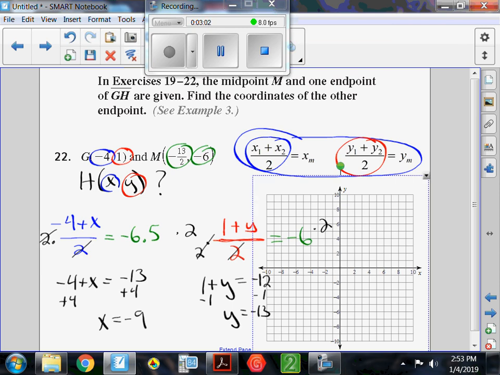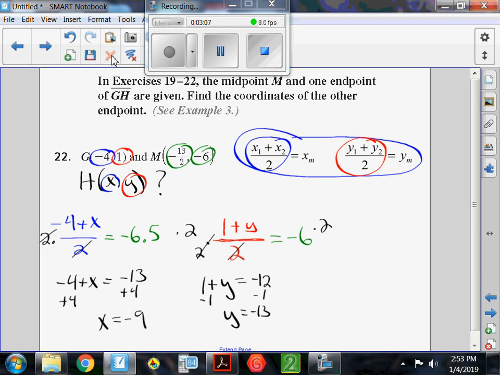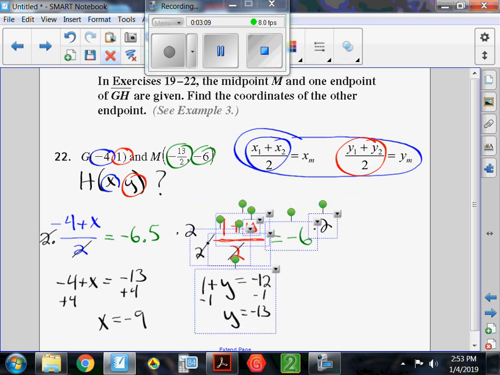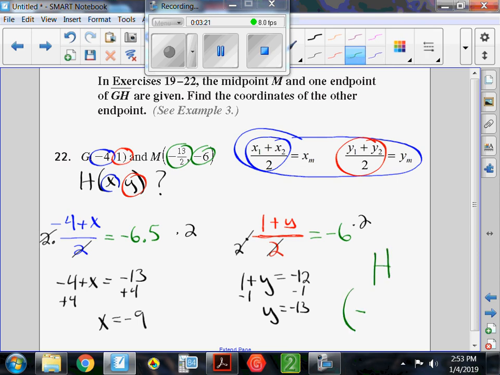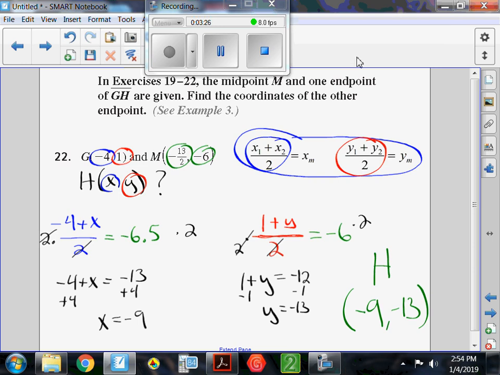And I don't think I'm going to use the graph on this one because of the decimals and the fact that I have a 13, so it's moving off the graph. Clean that up a little bit. So h is going to be -9, -13. And you can check that. -9 plus -4 is -13. Divided by 2 is -13 halves. 1 plus -13 is -12. Divided by 2 is -6.